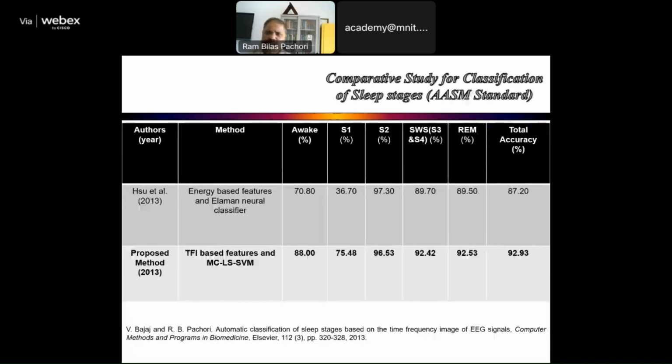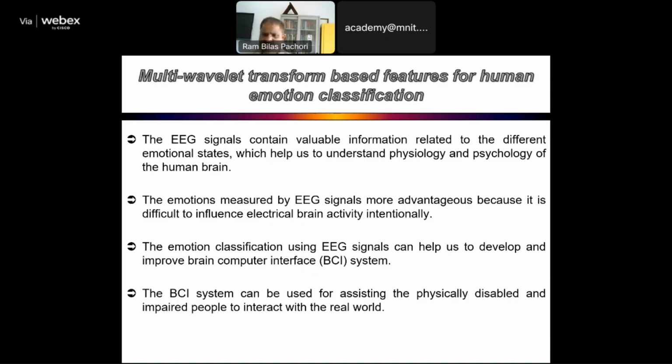For the American Academy of Sleep Medicine standard, very little work is done. Wu and others, 2013, applied energy-based features and an Elman neural classifier and got 87.20% classification accuracy. And the proposed method, time frequency image-based features with a multi-class support vector classifier, got 92.93% classification accuracy. So there is still a lot of opportunity to improve the classification performance.